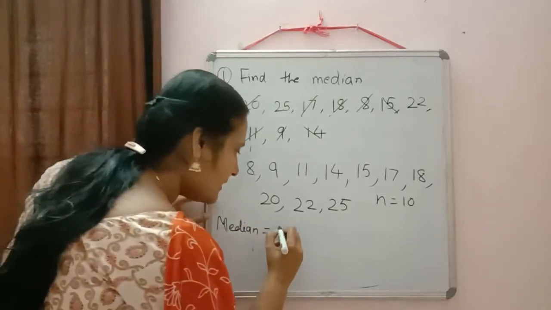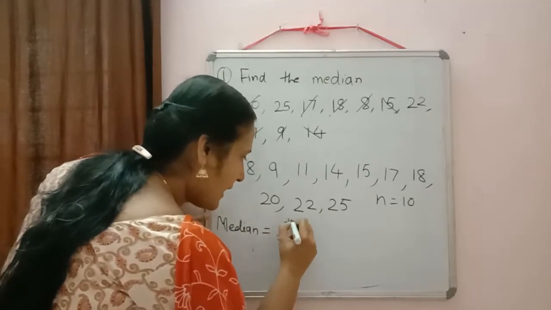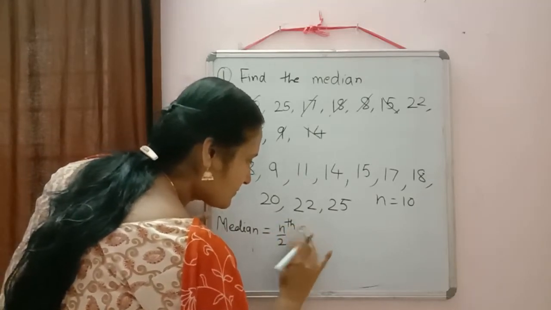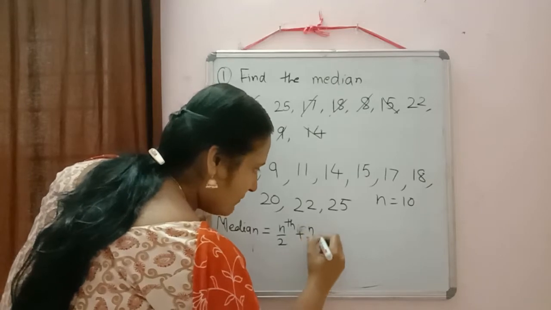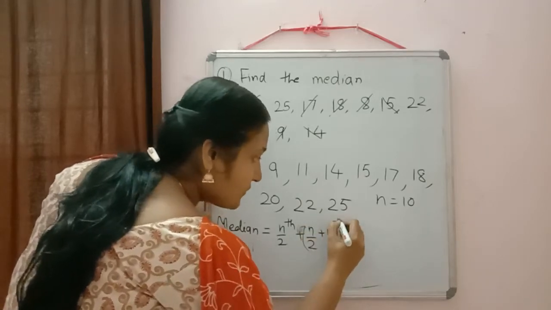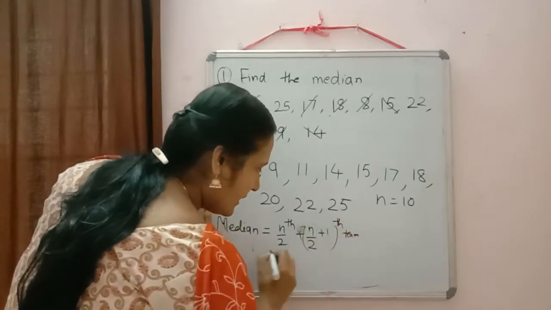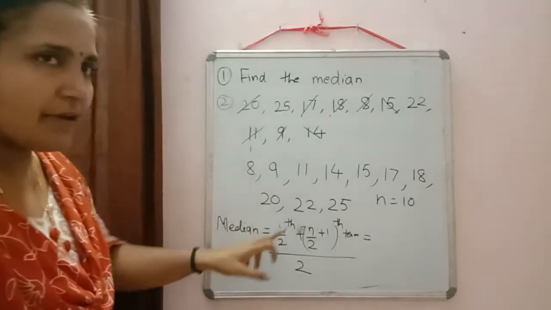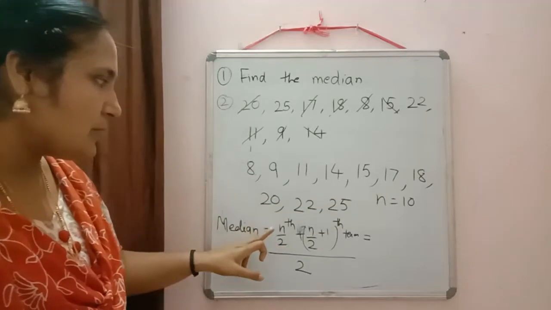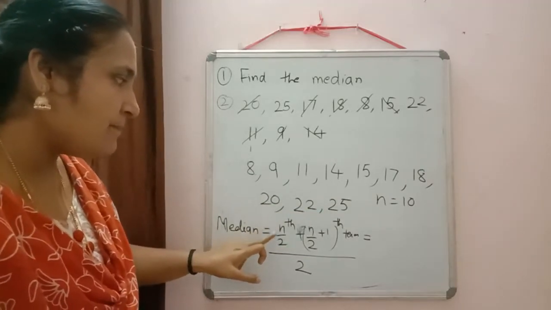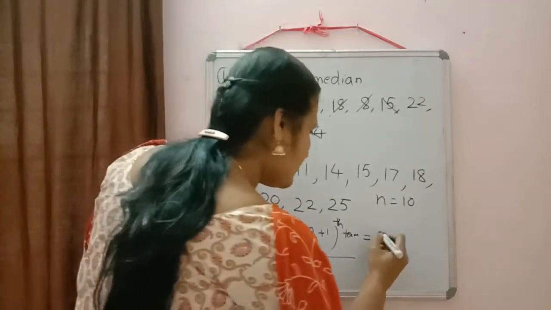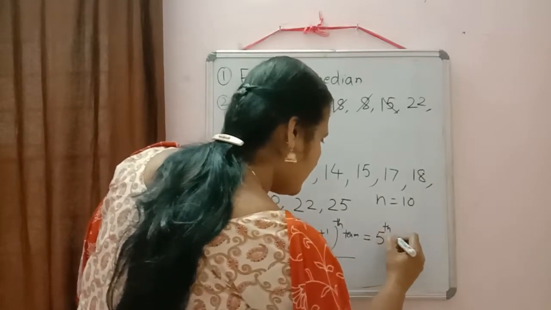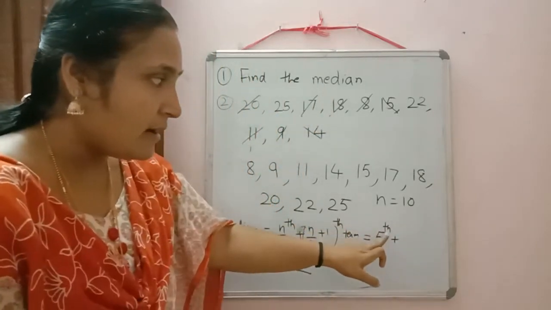Our formula is median is equal to n by 2th term plus (n by 2 plus 1)th term, divided by 2. In place of n, what we have here? 10. So substitute here 10. So first what will come? 10 by 2th, so that will be equal to 5th term. That's why I am writing here 5th.